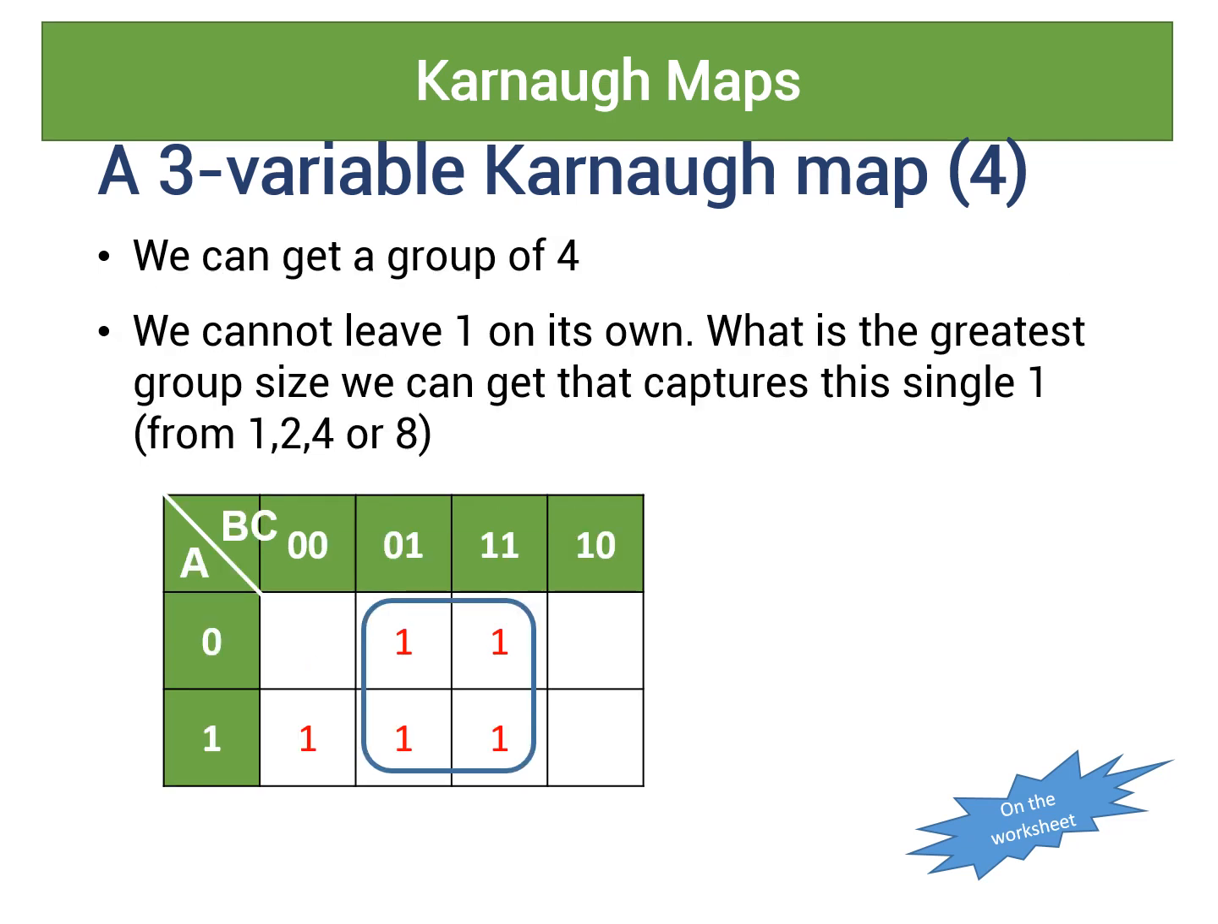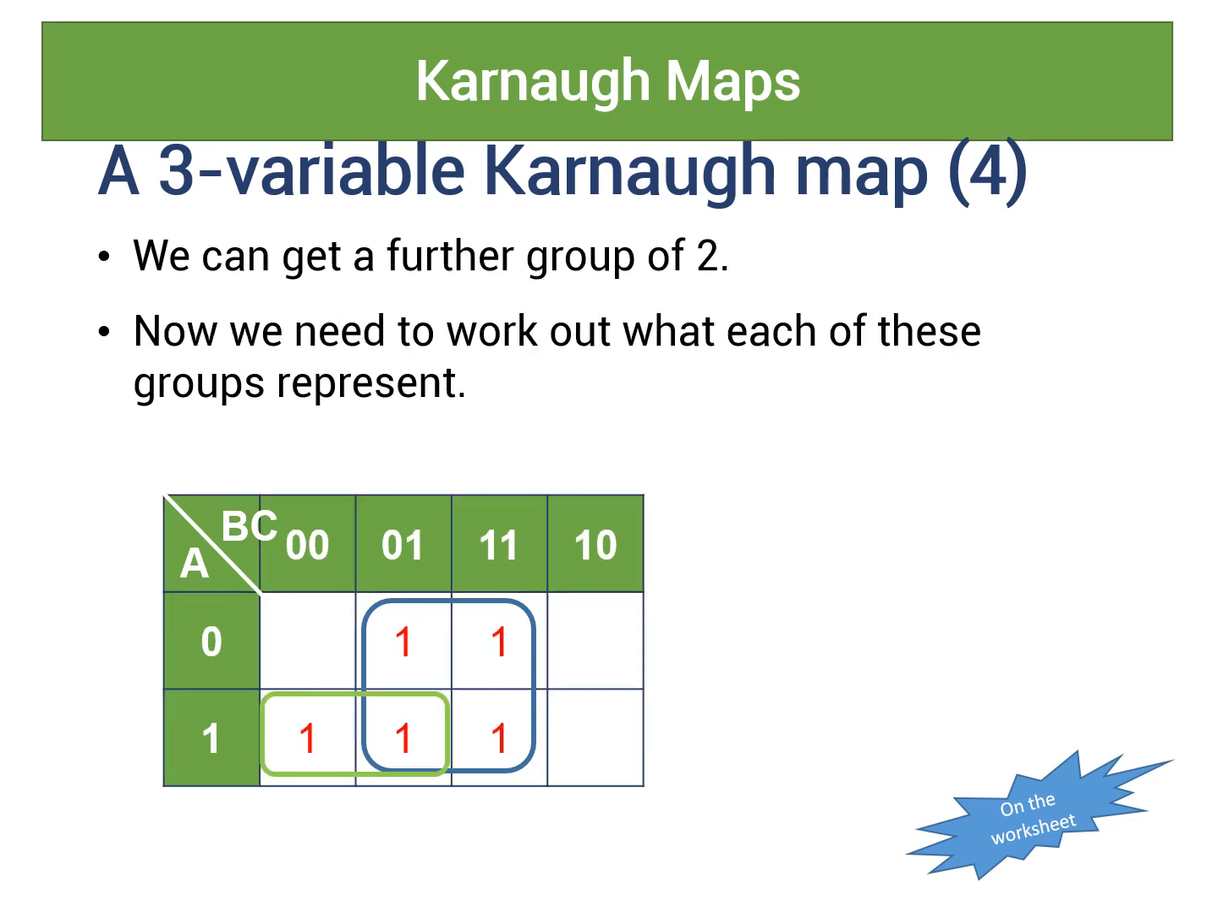Hopefully you've noticed that it's 4. There's a group of 4 that we can actually have there. We can't leave one in its own though, so we need to think about how we're going to include this 1. Now we can have a group of 2 as shown in the green box. Remember, we can't have a group of 3. It has to be 1, 2, 4 or 8. So we're going to put a circle around those 2.